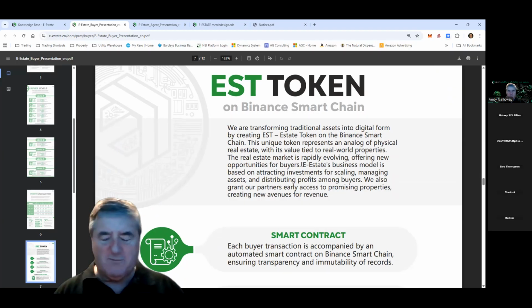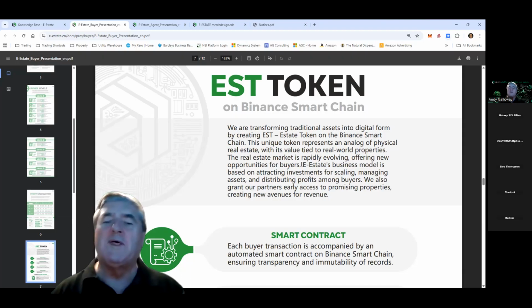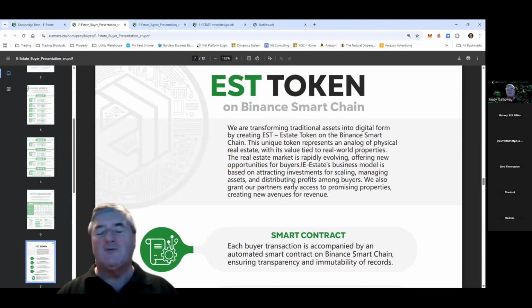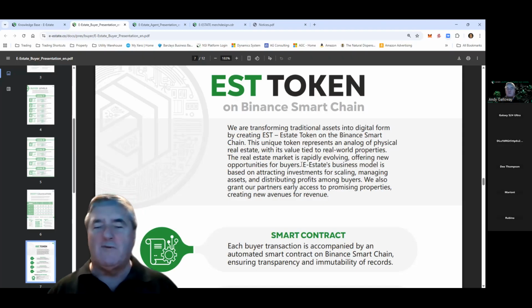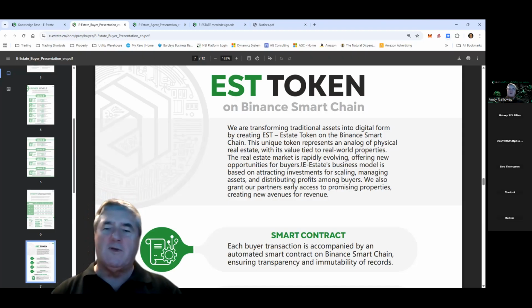I'm trying to think of the word. It basically means it can't be changed. I'm sorry, my brain isn't working properly at the moment. It just means it's immutable. It can't be changed. So if you have a smart contract registered on the Binance Smart Chain network, then it's available forever. It can't be changed.